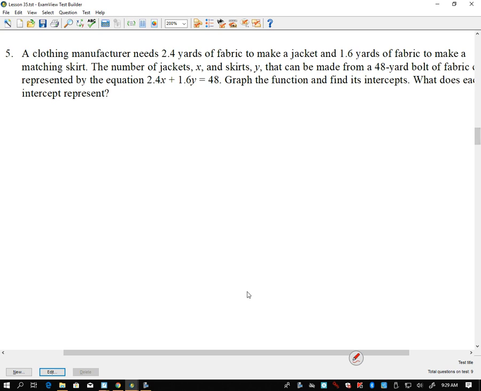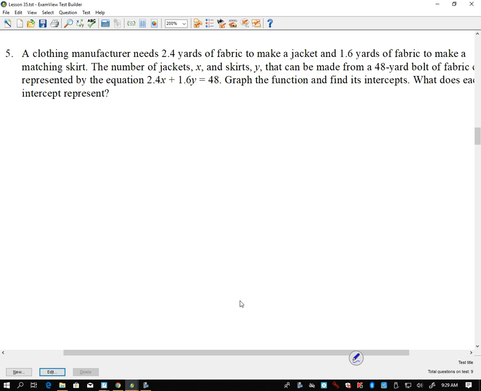Okay, now we get into a word problem. A clothing manufacturer needs 2.4 yards of fabric to make a jacket, 1.6 yards of fabric to make a matching skirt. The number of jackets is x, the number of skirts is y, that can be made from a 48-yard bolt of fabric represented by the equation 2.4x plus 1.6y equals 48. We want to graph the function and find its intercepts. What does each intercept represent?